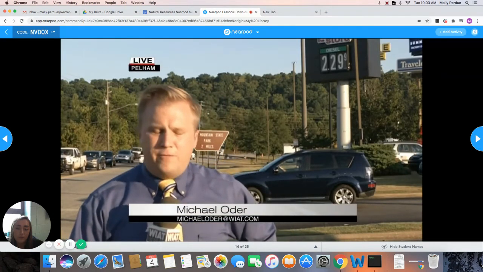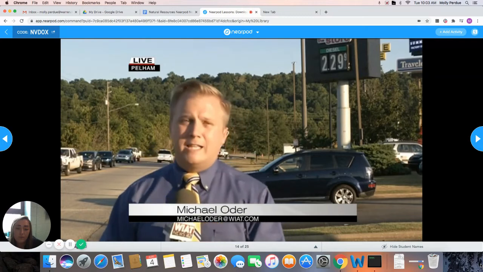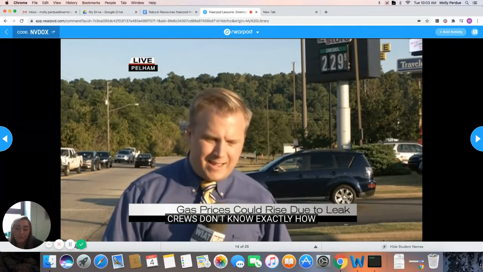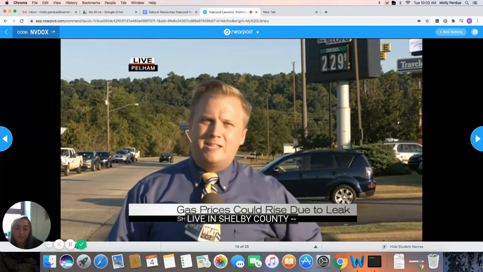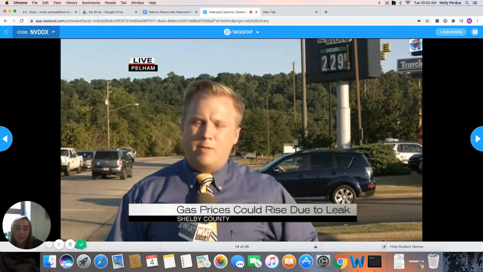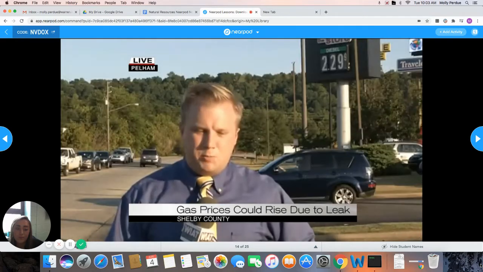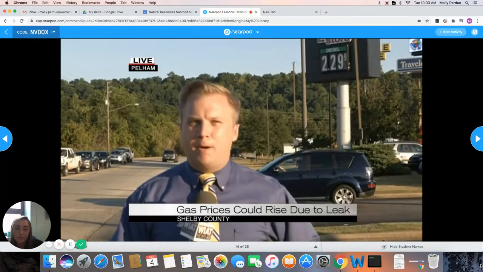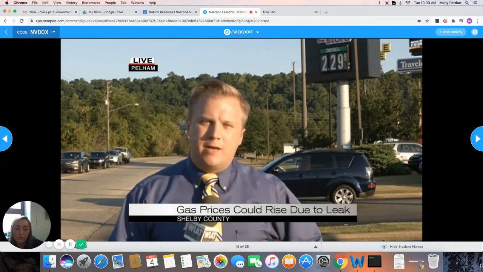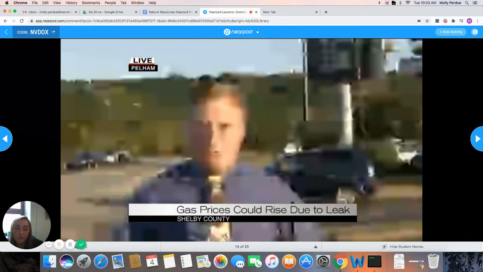And that's only half the solution there. Once they find the leak, then they have to figure out how to repair it and the pipeline and then get gas flowing through it once again. So this is not going to take a very quick amount of time. They want to take their time and do their due diligence, but expect the price at the pump to start to rise up over the next couple of weeks. Live in Shelby County tonight, Michael Oder, CBS 42 News.